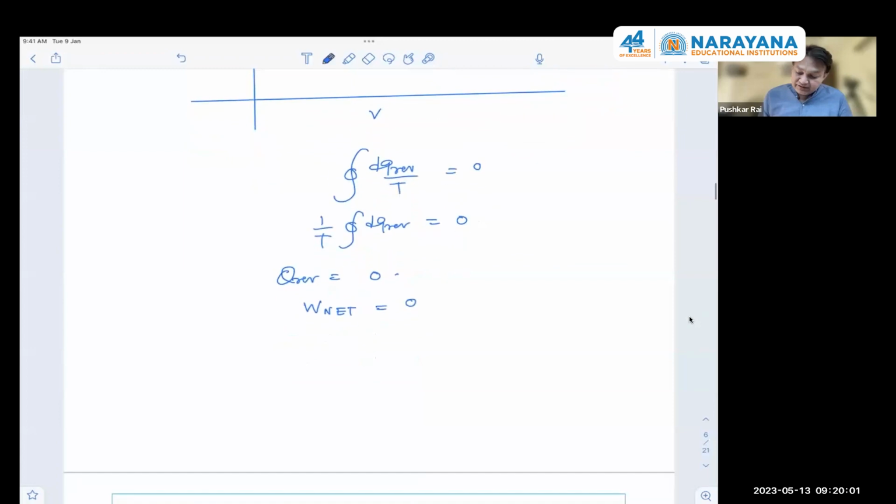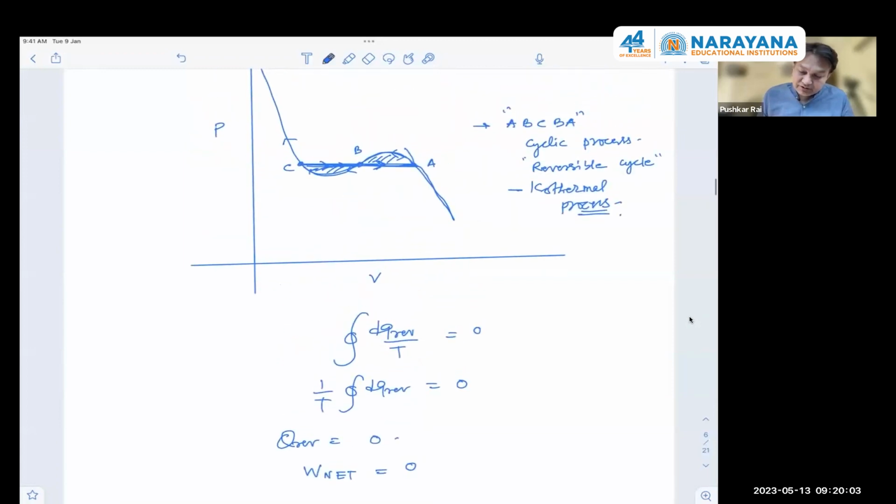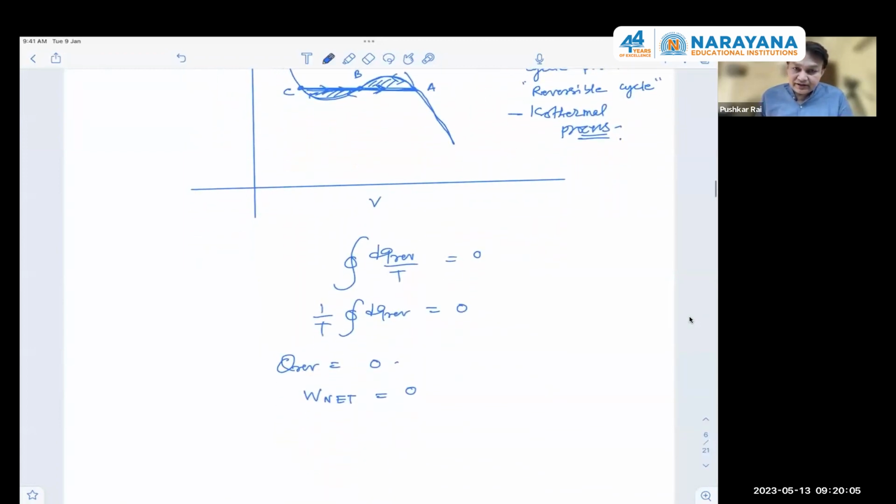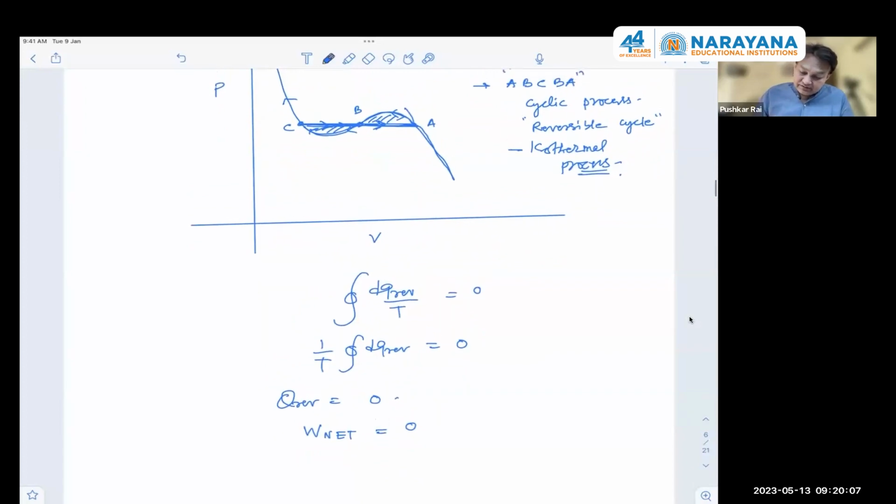And if W net is also 0, can you see that these two processes, I need not explain it. Did you understand what I want to say? Please give me an affirmative. I should move ahead.